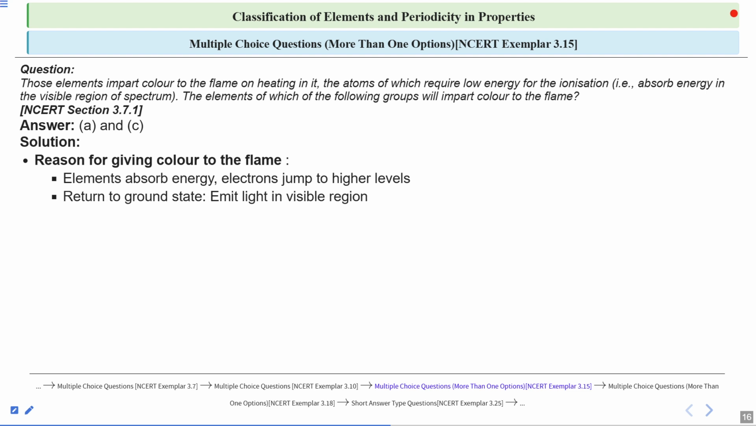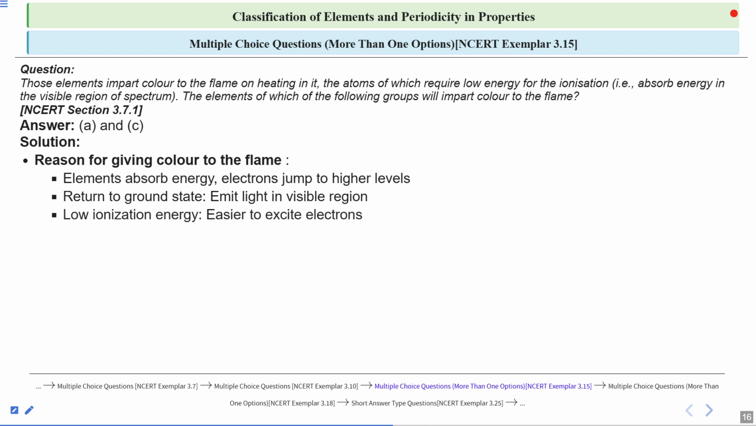Now, second thing, what happens? Since your electron has gone to a higher energy state, remember from the previous discussion of the structure of atom that if it goes to a higher energy state, it will come back to the ground state, and in that process it will emit light in the visible region.